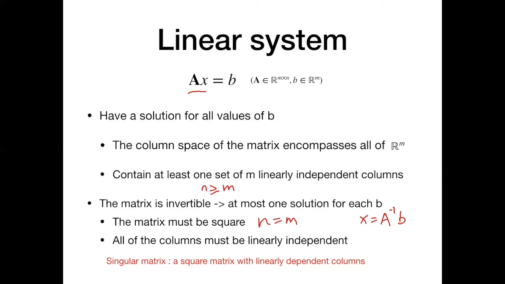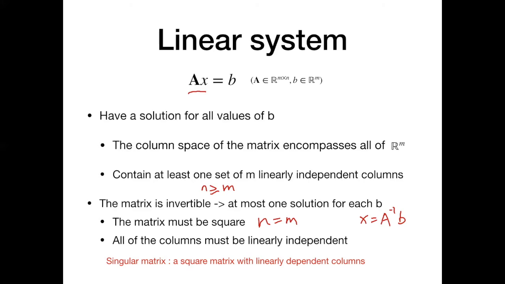And the second condition to achieve this is that all of the columns must be linearly independent. This is because if we want the equation to have a solution for any value of b, we should make sure that the matrix has at least one set of m linearly independent columns. And now the number of columns is just equal to m. So we should make sure that all of the columns are linearly independent. So those are the two conditions that guarantee the matrix is invertible.